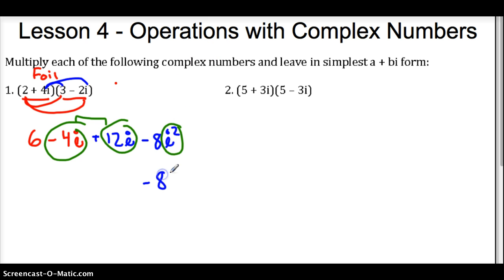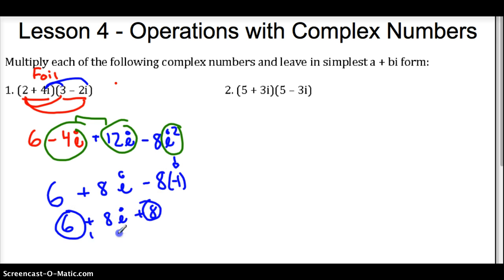So we're just going to rewrite this as 8 times negative 1, right? Because i squared is equal to negative 1. And we're going to combine these two together. So we get 6 plus 8i minus 8 times negative 1. From here we just simplify 6 plus 8i plus 8. Two like terms right here. Bring those together and we get 14 plus 8i.